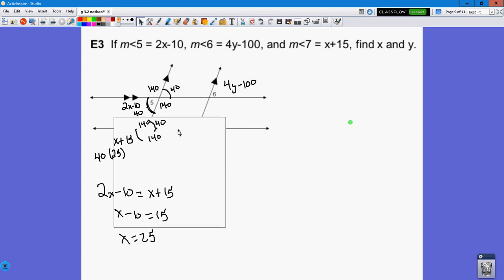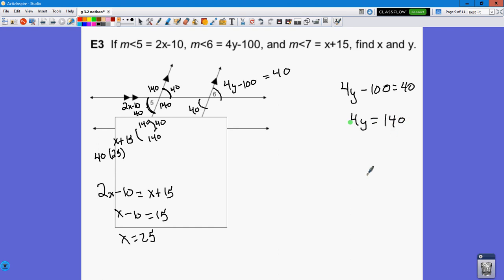Now I'm going to slide my box. These 2 lines are parallel. This now is my transversal. And I'm going to mark all the angles that are the same as 40. What does that mean about 4y minus 100? It's equal to what? There's my other equation. So I have 4y is equal to 140, and I take 140 and I divide it by 4, and y is equal to 35.